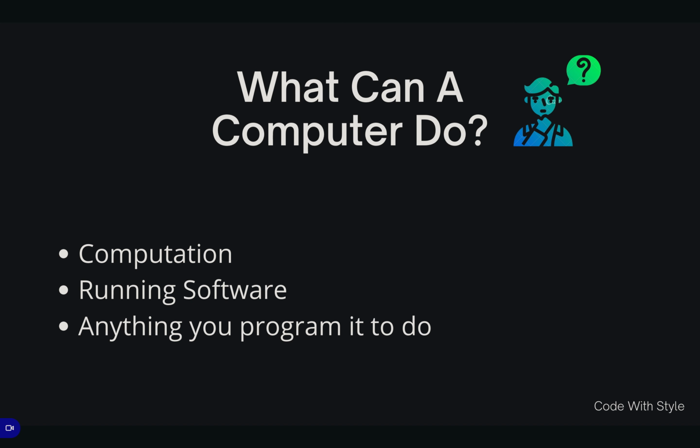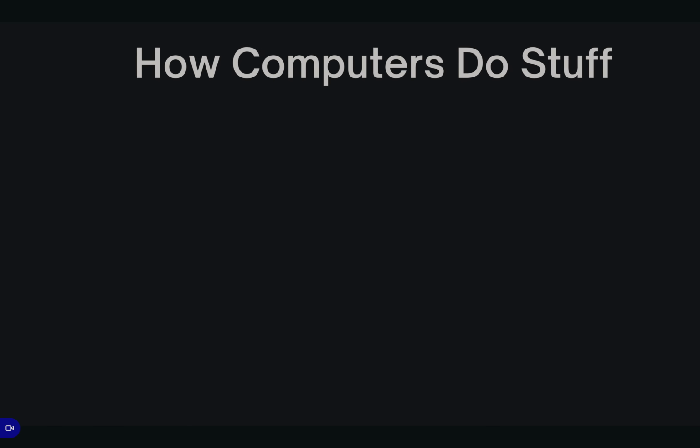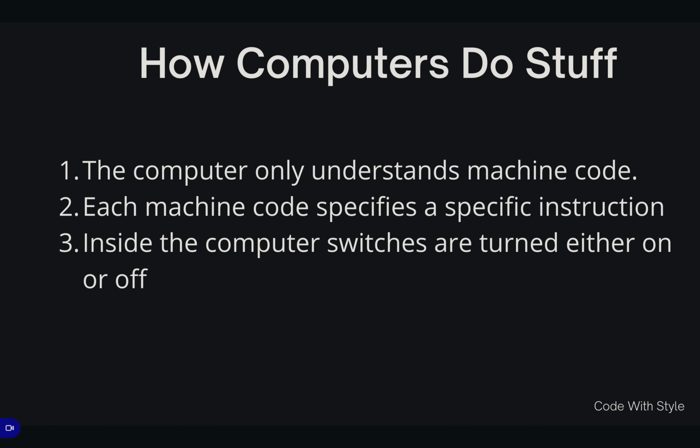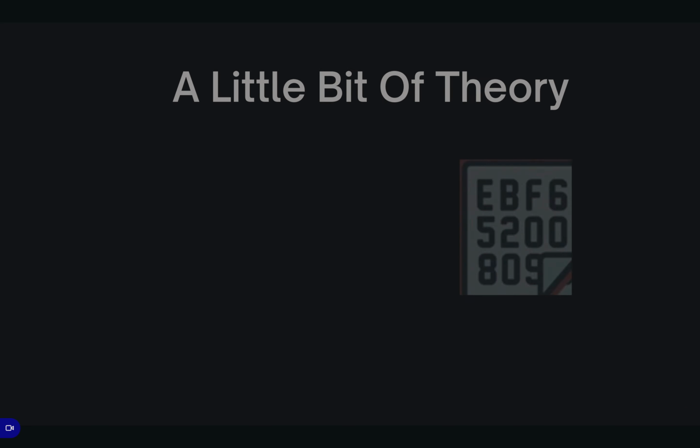So, what can a computer do? It can do computation, run software, anything you can program it to do. How do computers do stuff? Computers only understand machine code. Each machine code specifies a specific instruction. Inside the computer, there are switches that are turned either on or off depending on your code. But don't worry, guys, if there's some ambiguity in this, all will become clear later on.